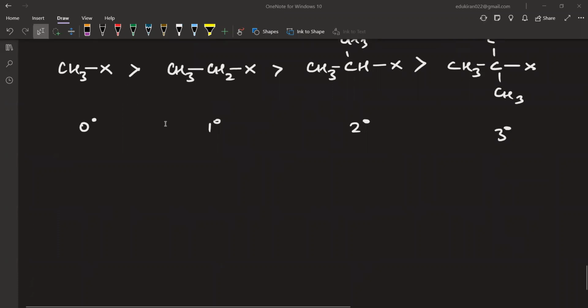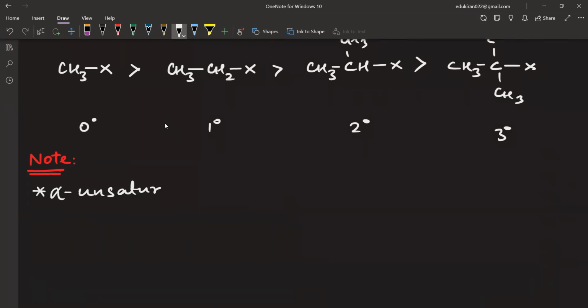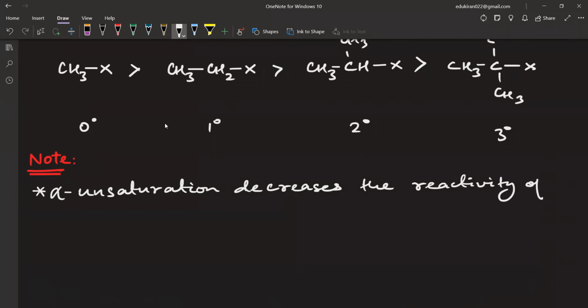Write a very important note here. Please write. Alpha unsaturation. Alpha unsaturation decreases the reactivity of both Sn1 and Sn2, of both Sn1 and Sn2.